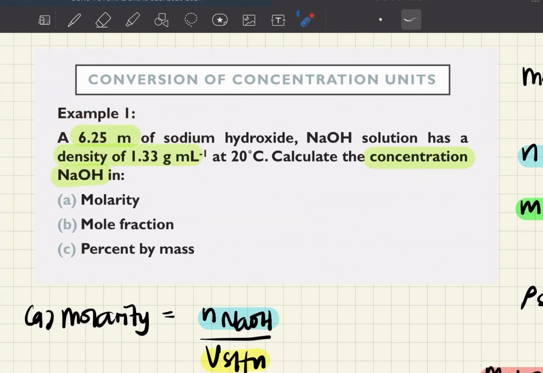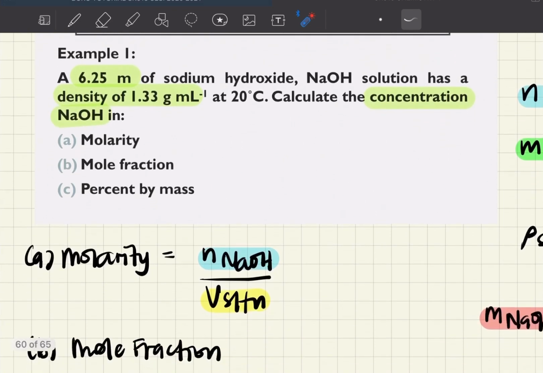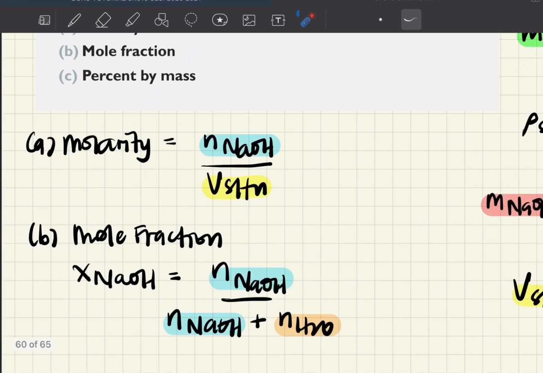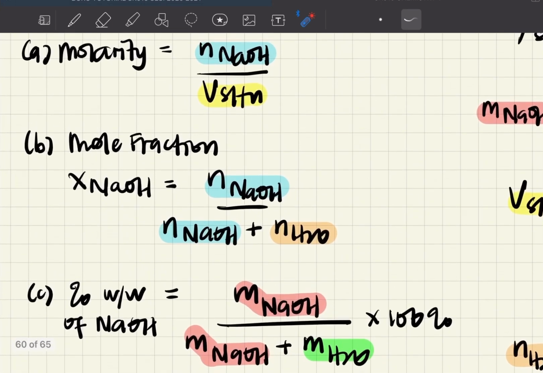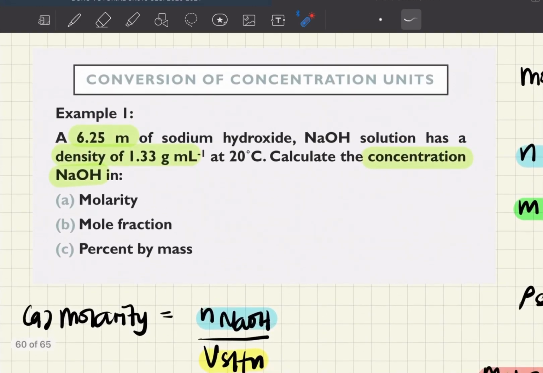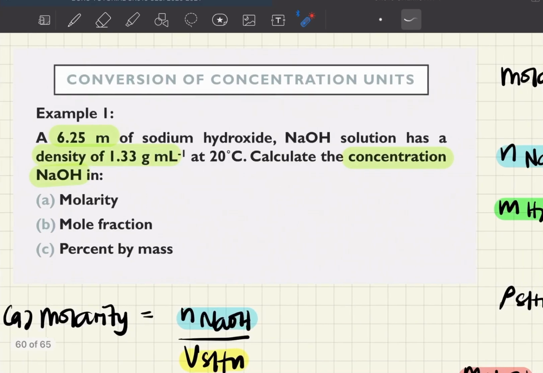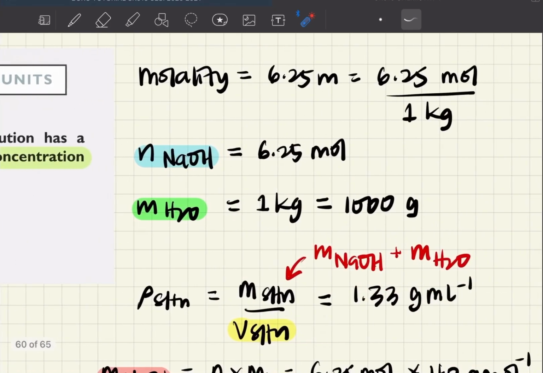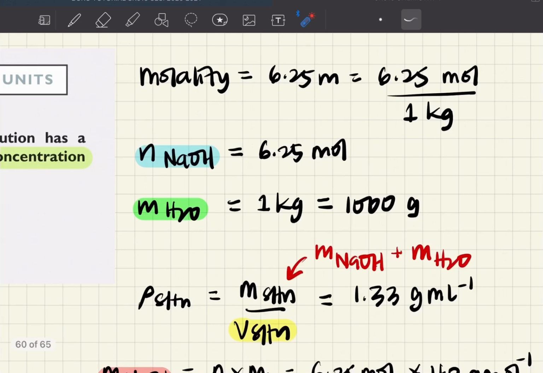Okay. Next, what you want to do is to write down the formula for these 3 concentrations lah. So here I wrote down the formula. So to find molarity, firstly, we will need to find the mole of NaOH and volume of solution. So with that, let's try to extract out what information we can get from what is given.